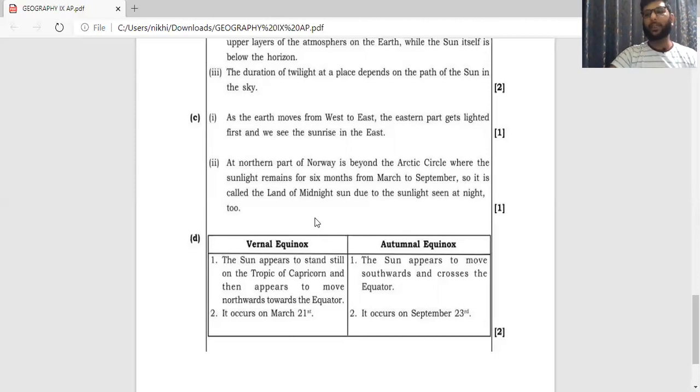Now this usually occurs on the 21st of March. Likewise, the sun appears to move southwards and crosses the equator. This autumnal equinox will be experienced in the northern hemisphere, and this occurs on September 23rd. Now, whatever we are seeing is from the northern hemisphere's point of view, right? So these 2 points will fetch you another 2 marks.